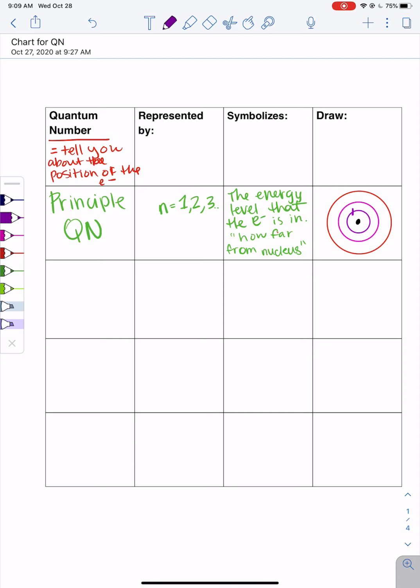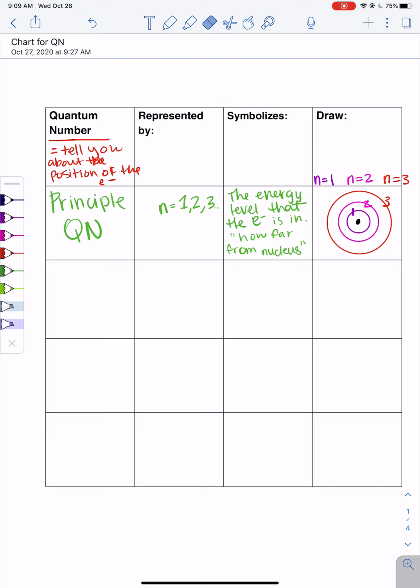As you see, the purple one is on the first level. So for the purple ring, that would be n equals 1. Then the second level would be n equals 2, and the third one would be n equals 3. So anytime we're talking about the second energy level, we would refer to it as n equals 2.